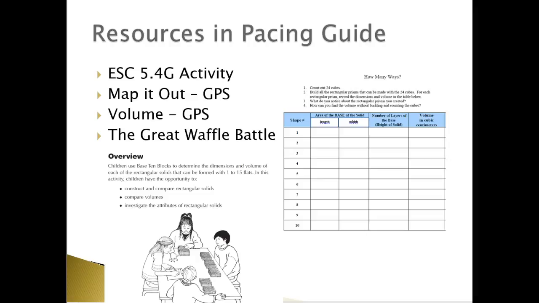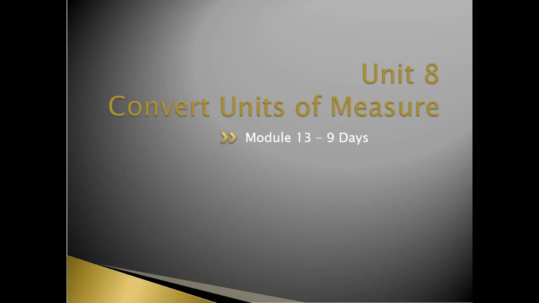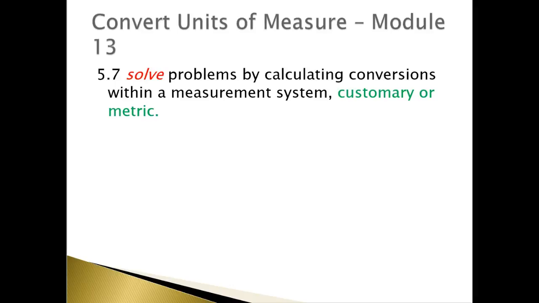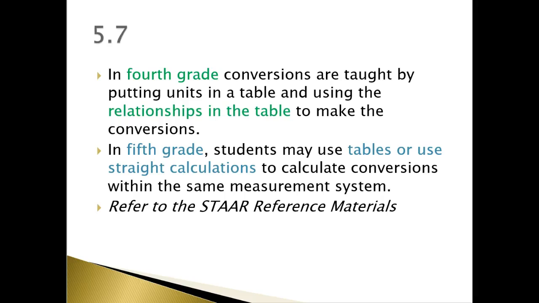Again, check your resources in the pacing guide for more activities. From there, we're going to begin converting units of measure. We'll begin Unit 8, and we'll have 9 days with this particular unit. Here you're going to be solving problems by calculating conversions within a measurement system, and it could be customary or metric. On 5.7 in 4th grade, we had the relationships only in a table. But in 5th grade, the kids may or may not have tables and go straight to calculations.